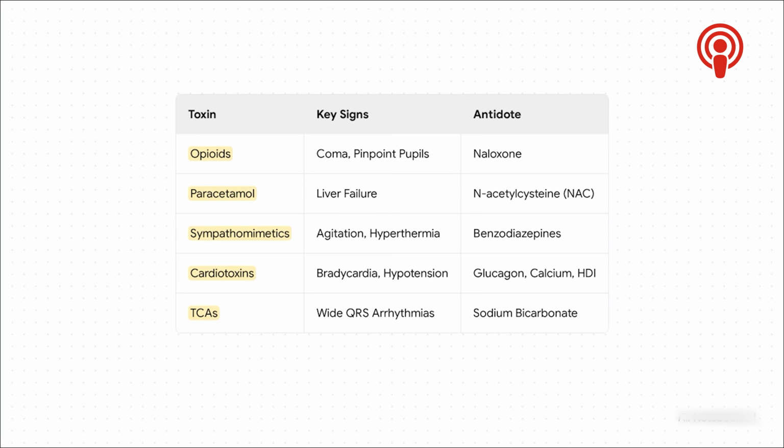This table really boils down some complex toxicology into patterns you can recognize, and spotting them is everything. For instance, if you see a patient in a coma with pinpoint pupils who isn't breathing well, that's the classic opioid triad. The antidote? Naloxone. Or if you see a wide QRS complex on the EKG in an overdose patient, you should immediately think of tricyclic antidepressants, and the treatment is sodium bicarbonate. Each pattern points you directly to a specific, life-saving treatment.